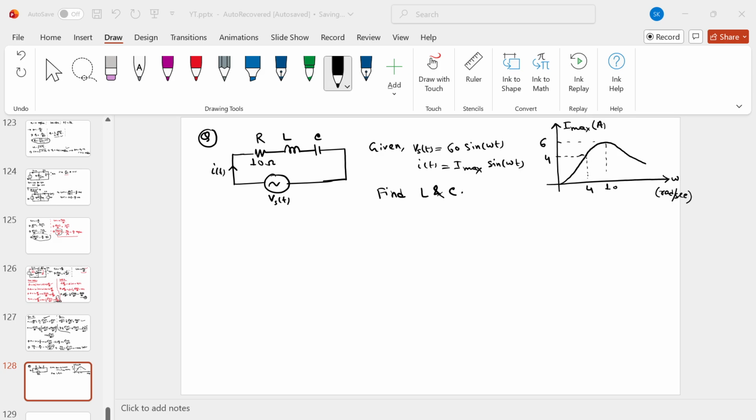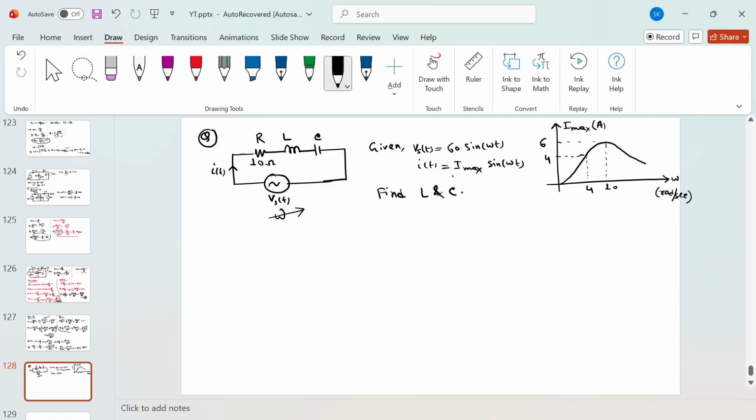Hello everyone. So in this video, we are going to see a series RLC resonance based question. In this circuit, you have a voltage source 60 sine omega t, and the frequency omega of the source is variable. At omega equal to 10 radian per second, you will have a maximum current, and at omega equal to 4 radian per second, you have the maximum current of 4 ampere.